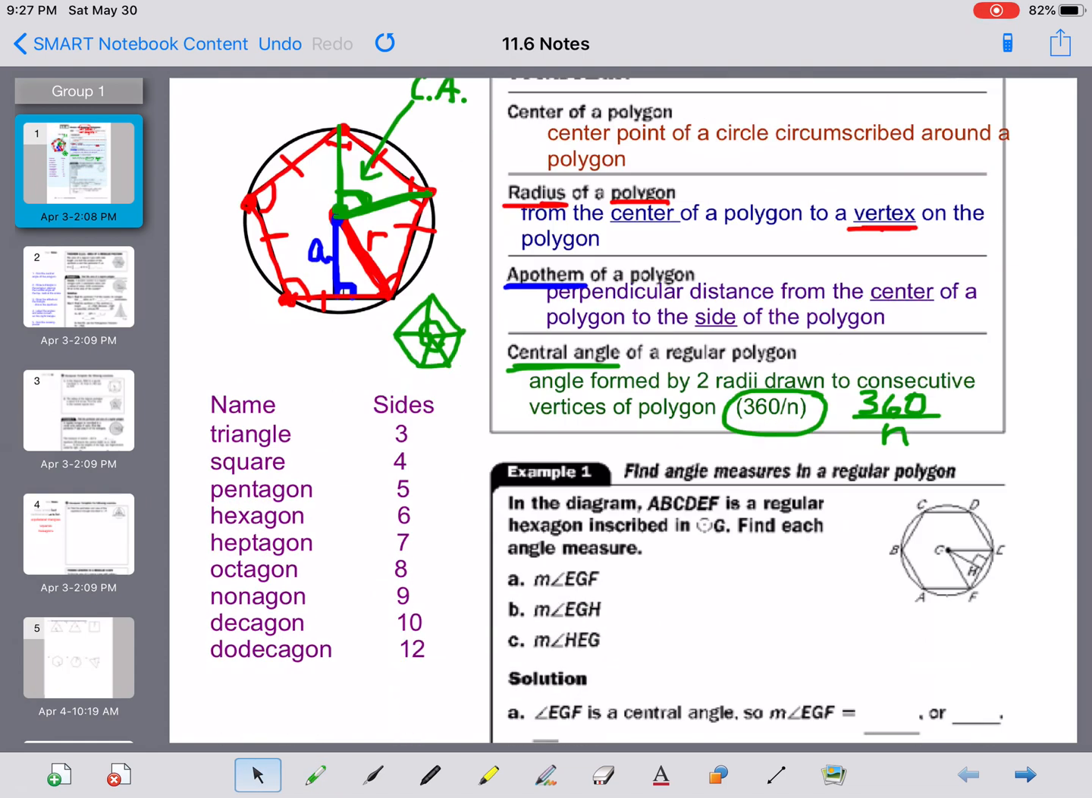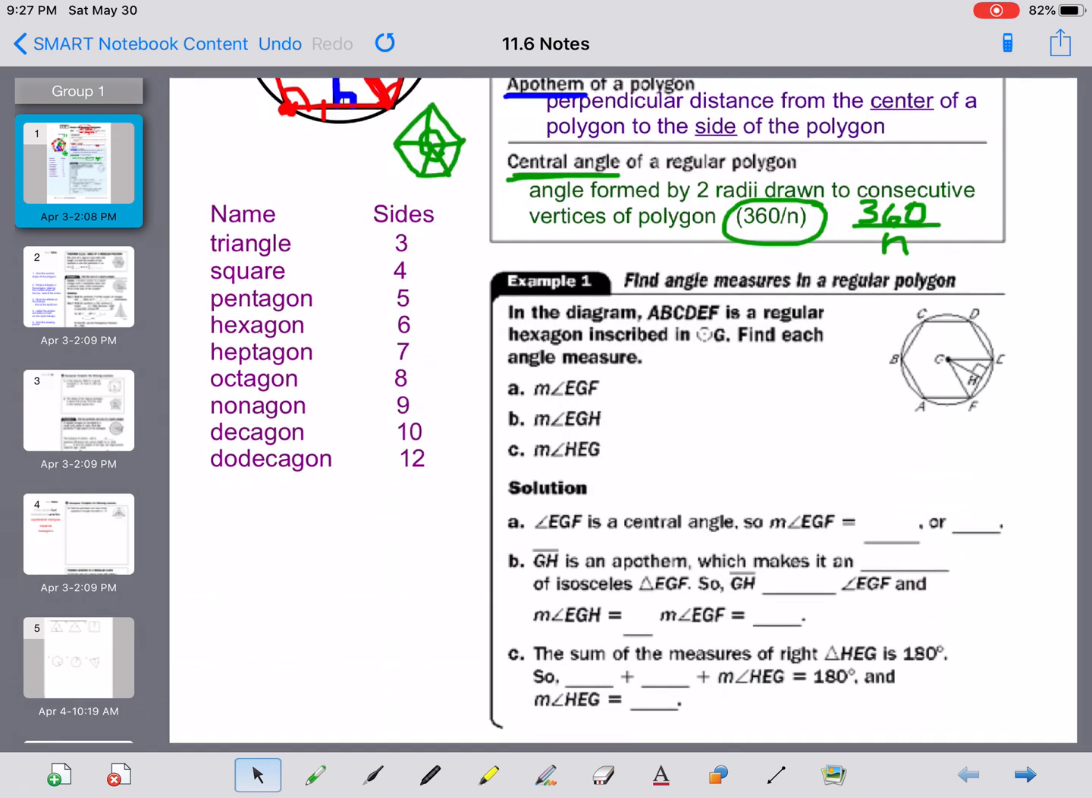All right, so let's move on. You'll notice on the side here I have the chart for all the names of my polygons again. This is just a quick reminder, so if I tell you you have an octagon, you remember, oh yeah, 8 sides. I think this chart is throughout our notes 2, 3, 4, 5 times. But this is vocab you should know, so if you don't, here's a good reference to come back and check on if you're not sure.